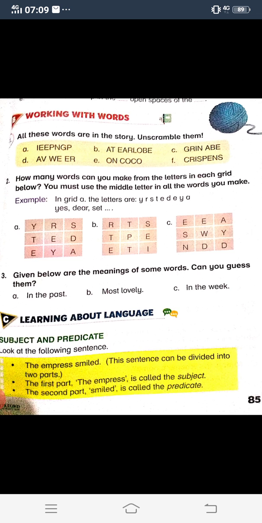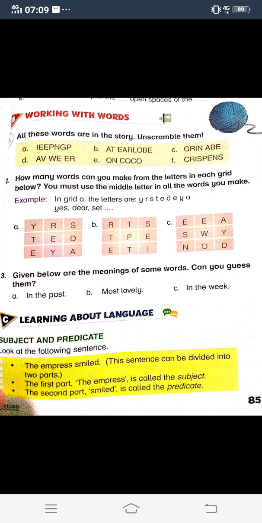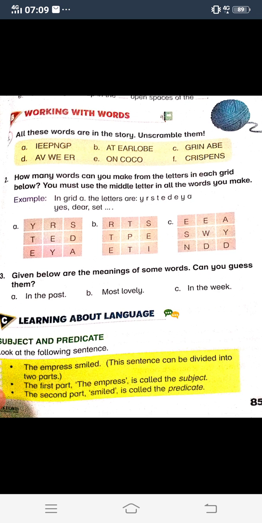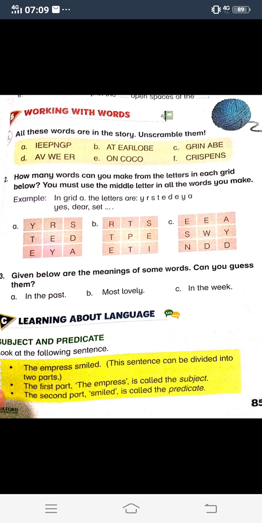First, A is IEEPNGP. When you arrange it, this word will be peeping. PEEPING. Second is elaborate. The spelling is not arranged. When you arrange the spelling, this word will be elaborate. C is GRINABE. When you arrange it, the word will be bearing. BEARING.